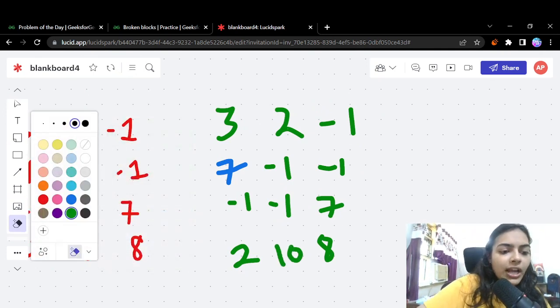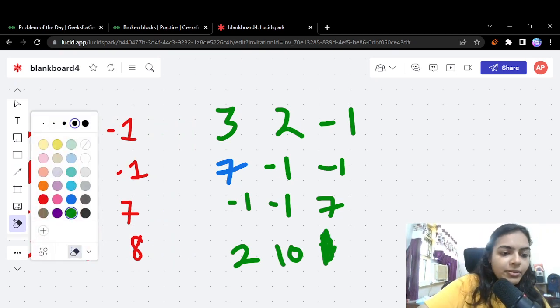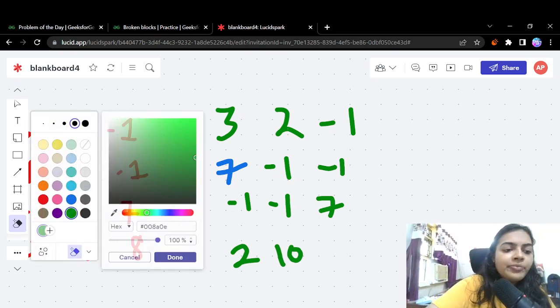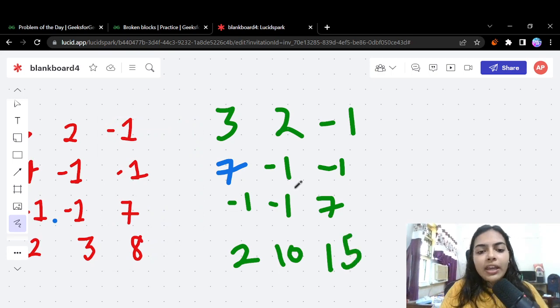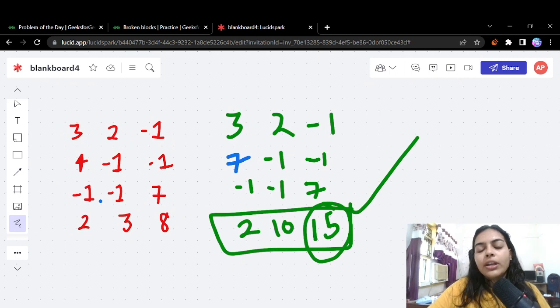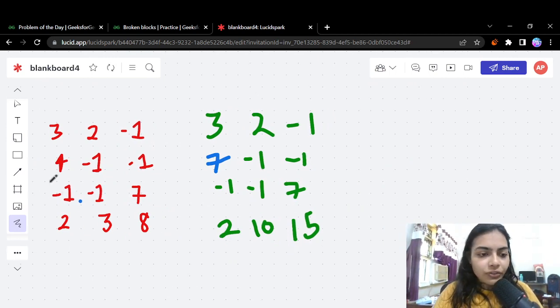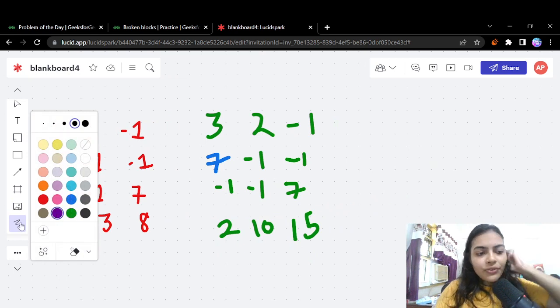Now let me go to the last box. Last box we have 8. 8 plus 7 will be 15, so let me replace it with 15. Okay, now in this case you may think that the answer is 15 because the maximum level is 15. Okay, but is 15 really the answer? Look at this case very carefully. If we go by our logic, 15 should be the answer.